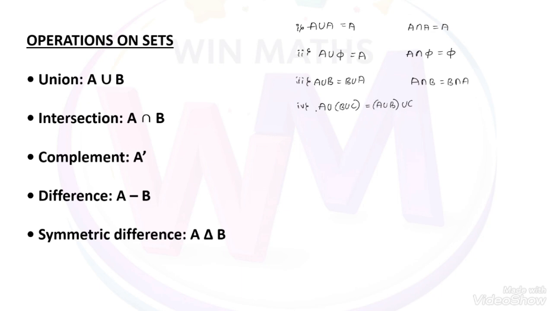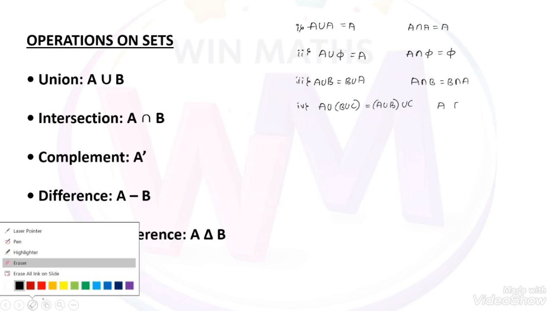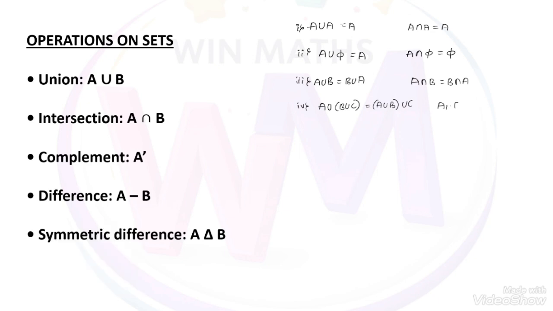While combining all the elements, again we get the same result. For intersection, A union (A intersection B) intersection C, then A intersection B intersection C. Both are the same results. Then again, an important result will be De Morgan's laws. These are very important, that is De Morgan's law.